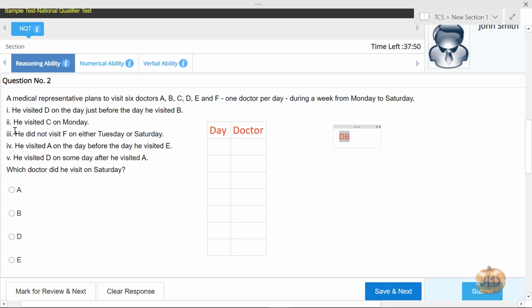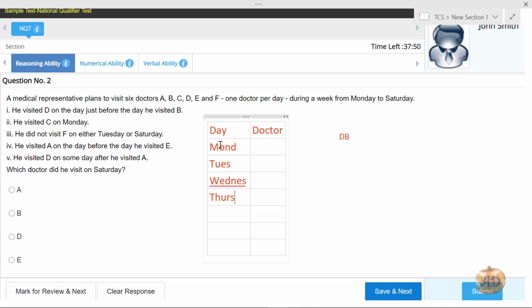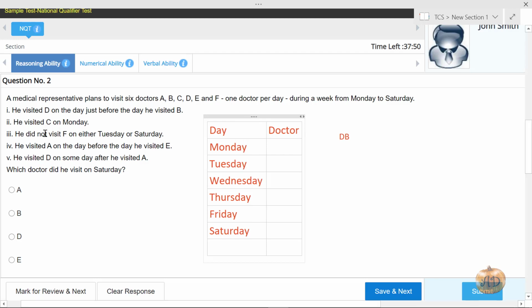Now what is the second condition saying? It says he visited C on Monday. First let's write down which day is which. Monday, Tuesday, Wednesday, Thursday, Friday, Saturday. It's saying only Monday to Saturday. So he visited C on Monday. So the doctor visited C on Monday, and this C will definitely come here.